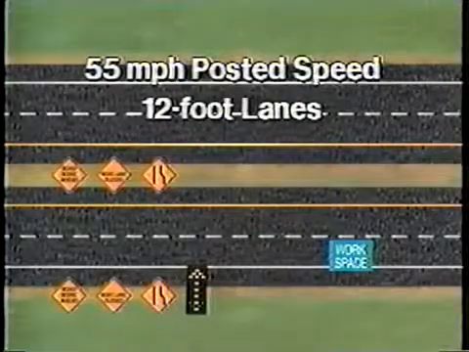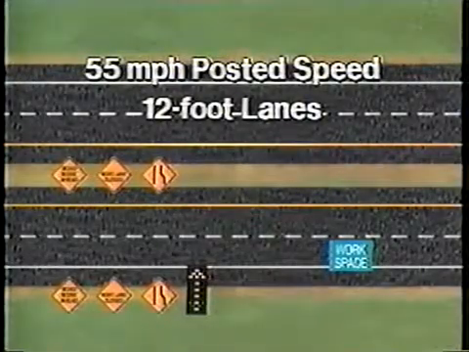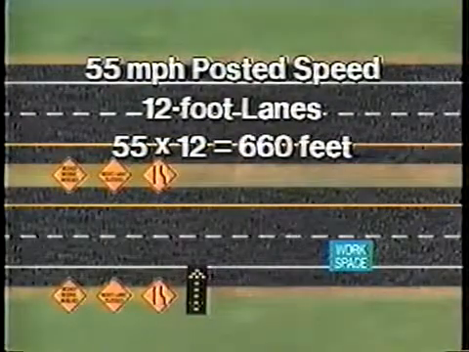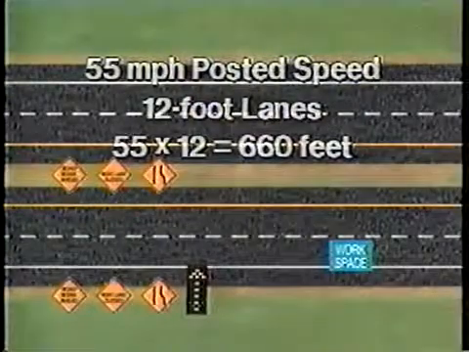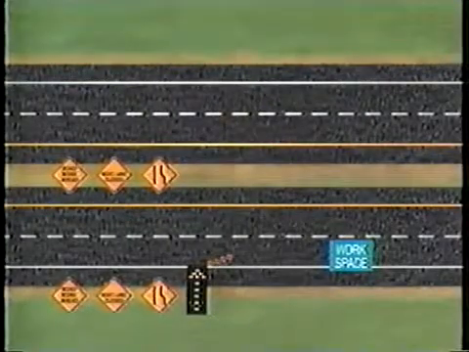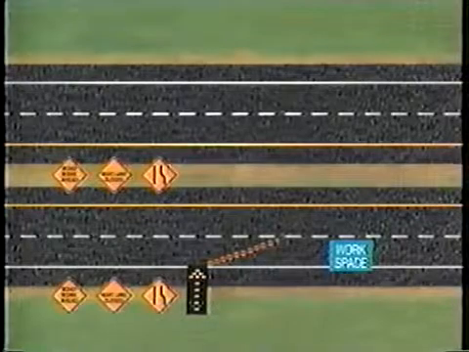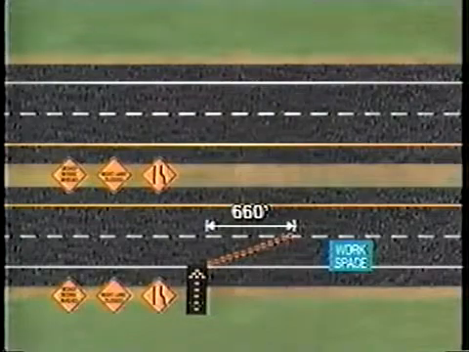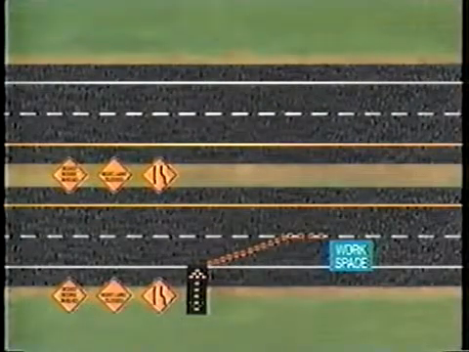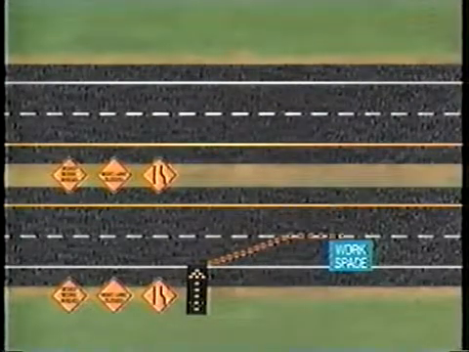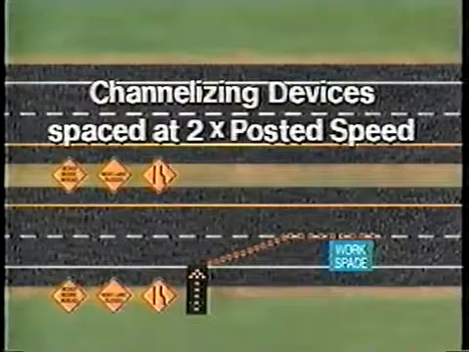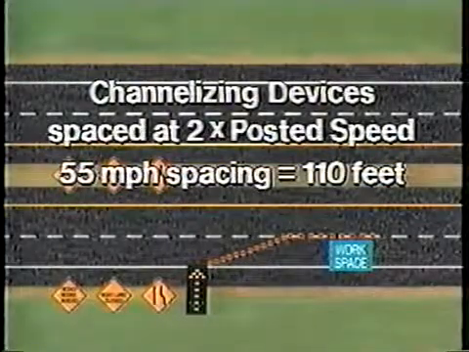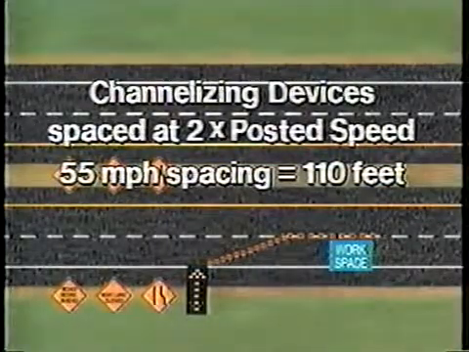With a 55-mile-per-hour posted speed and 12-foot lanes, the taper should be 55 times 12 or 660 feet long. For this example, the lane closure taper consists of 13 channelizing devices on 55-foot centers for a total of 660 feet. A 335-foot buffer space and the workspace are outlined by channelizing devices spaced 2 times the posted speed. For 55 miles per hour, the spacing would be 110 feet.